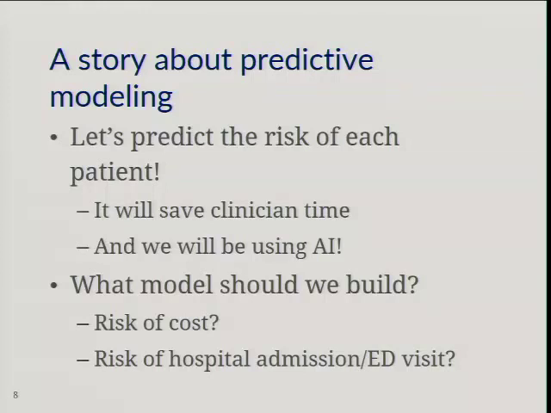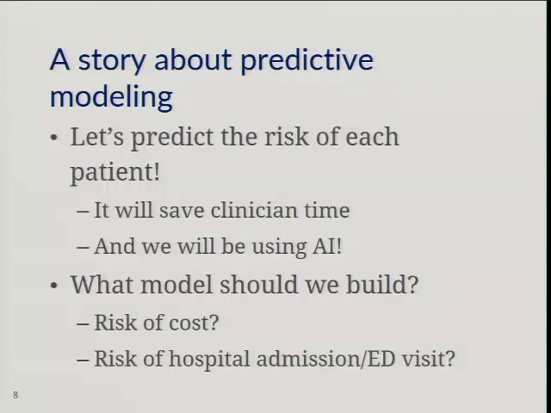So what model should we build? What's risk of what? What are we talking about, right? Is that the risk of cost? If you're the insurer, you're very interested in a patient's risk of cost and what kind of costs they might have. But if you're a healthcare organization, maybe you're interested in other things like risk of them coming to your hospital for an admission or an ED visit, right? These are expensive things, but there are also times when the patient's truly sick, right? And so maybe there's some ways we can get ahead of that.